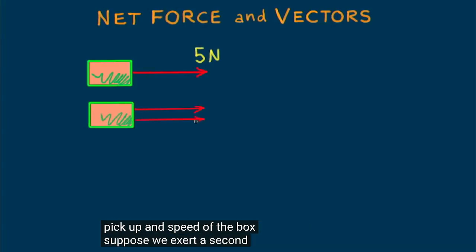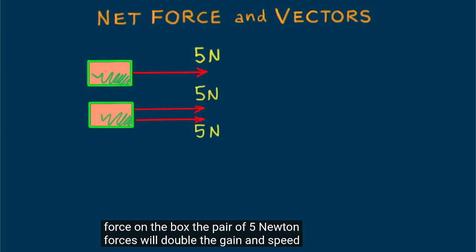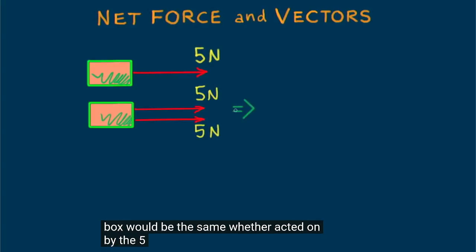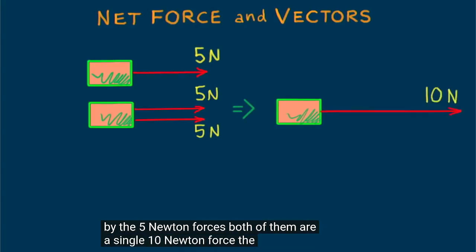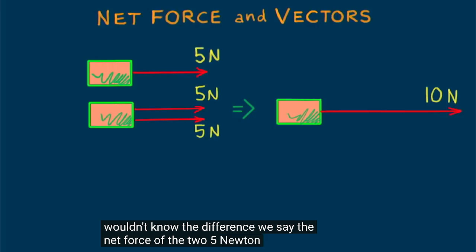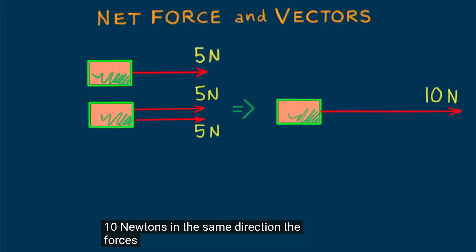Suppose we exert a second identical force on the box. The pair of 5-Newton forces will double the gain in speed. But you know what? The behavior of the box would be the same whether acted on by both of the 5-Newton forces, or a single 10-Newton force. The box wouldn't know the difference. We say the net force of the two 5-Newton forces is 10 newtons in the same direction. The forces simply add.